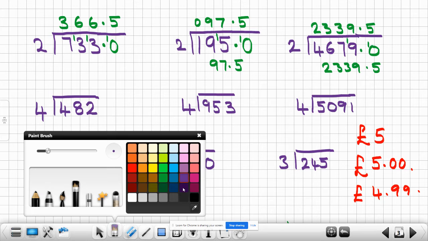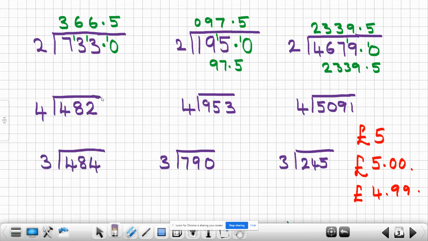I'm going to extend these lines before we start because we're going to need extra room. Let's do that.